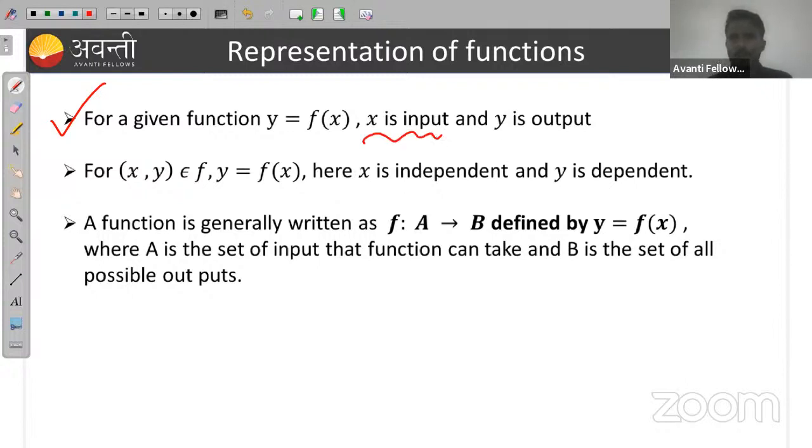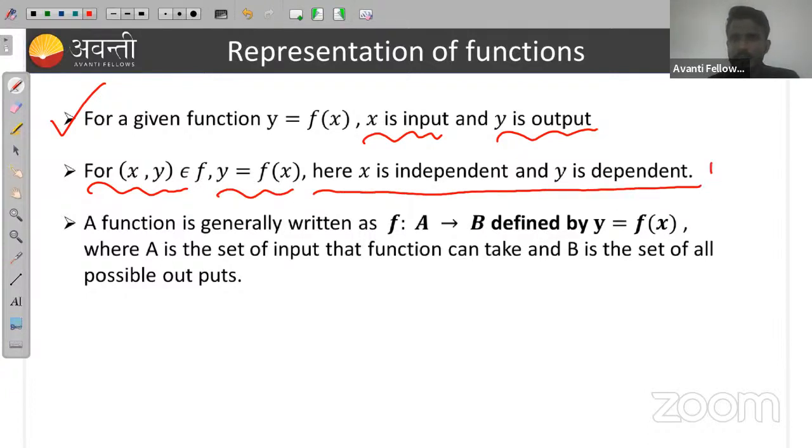y is equal to f of x. x is input and y is output. Okay. And for (x, y) belonging to a function, the ordered pair (x, y) belongs to the function, y is equal to f of x. We write here that x is independent and y is dependent.